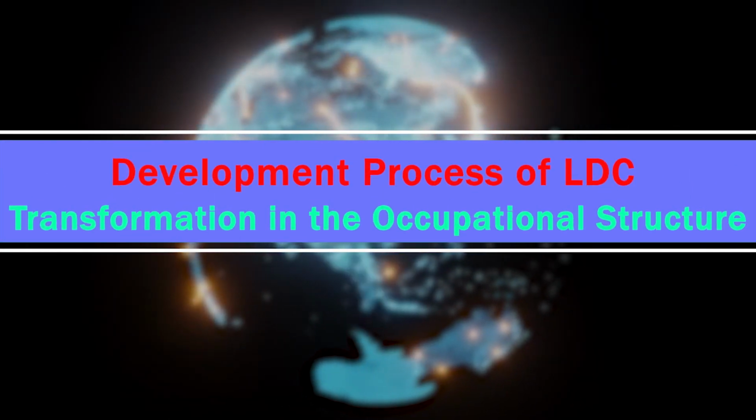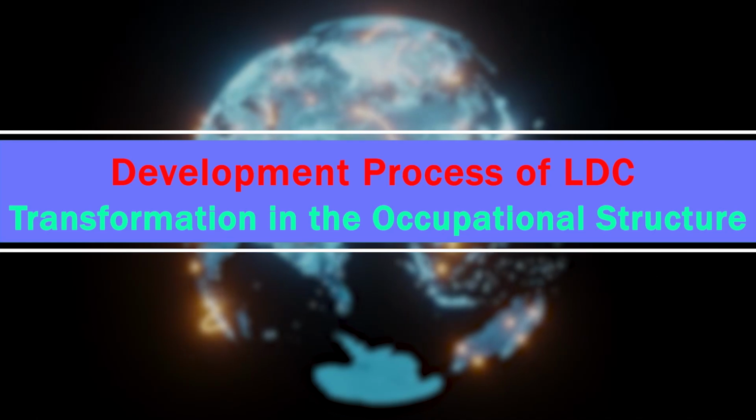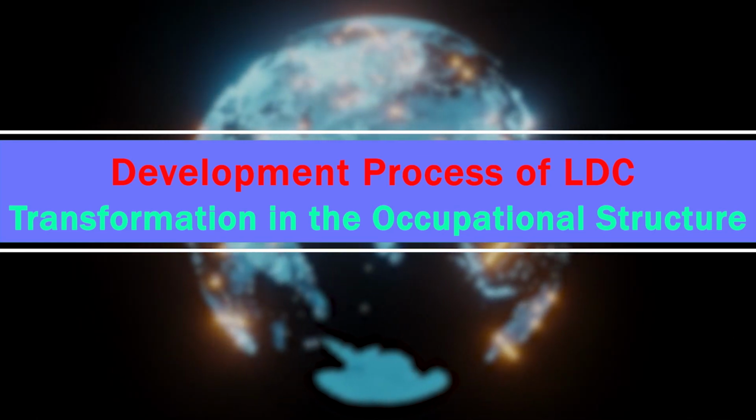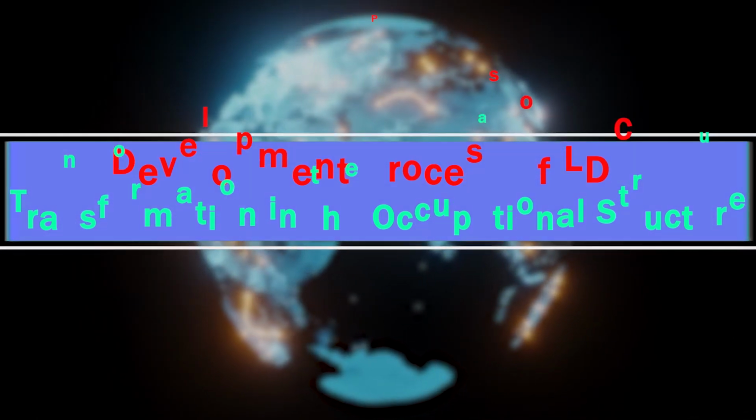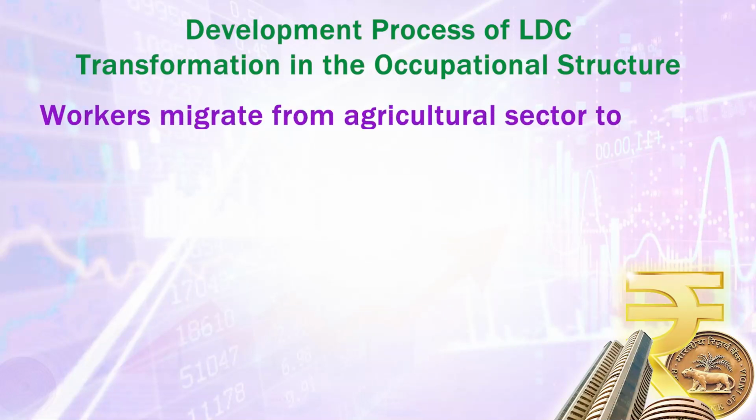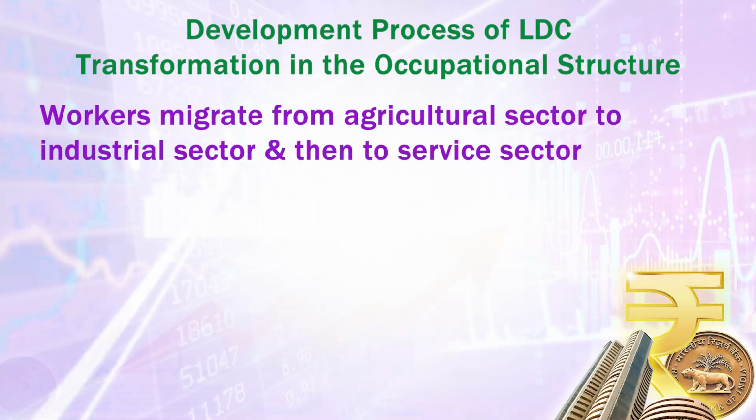Now, if we follow the development process of any less developed country, we will find that there is a change in the structure of the country as well as the occupational structure of that country. This is also changing over the period. What are the changes we can observe here? Workers migrate from the agricultural sector to the industrial sector and then to the service sector gradually.